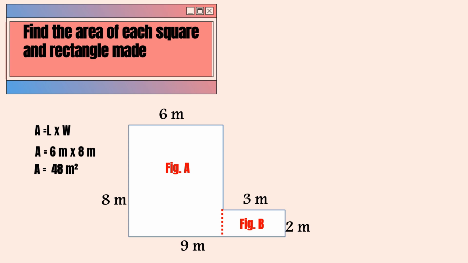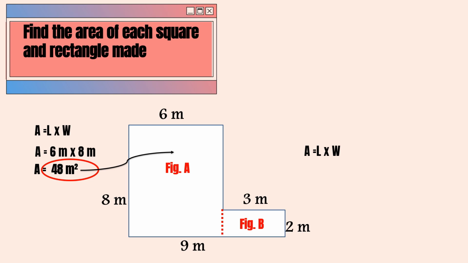So we expressed again the unit of measure in square units. Okay, so 48 square meters is the area of figure A. Now let's solve for the area of figure B. Can you tell me what shape this is? Yes, this is a rectangle.